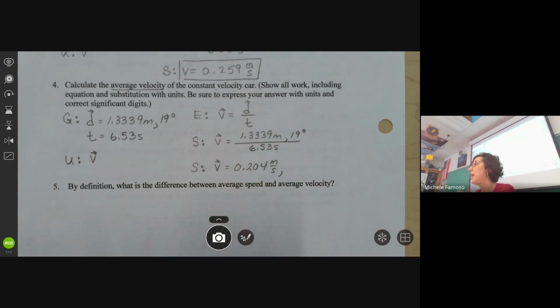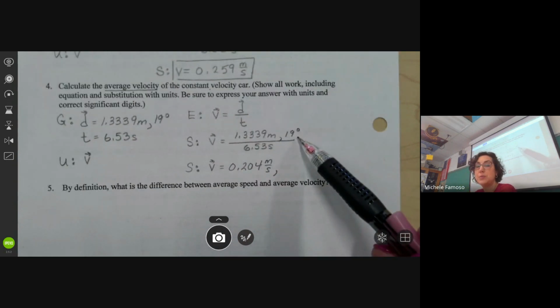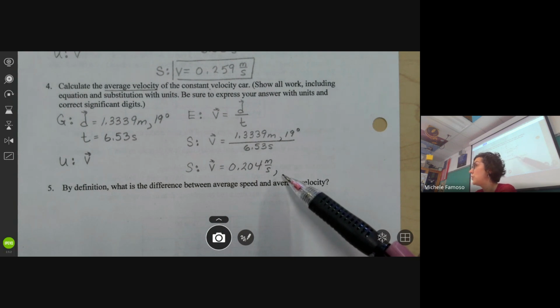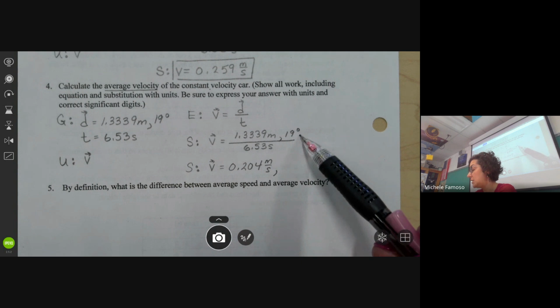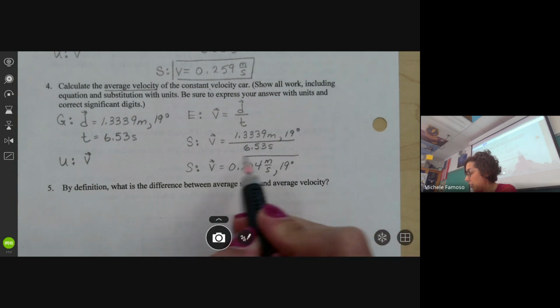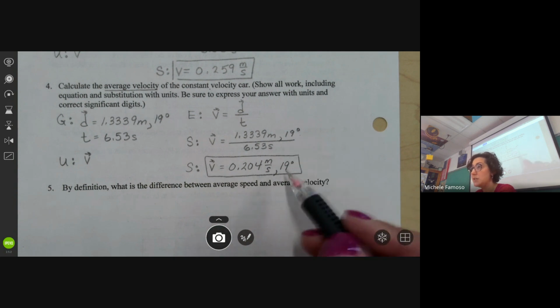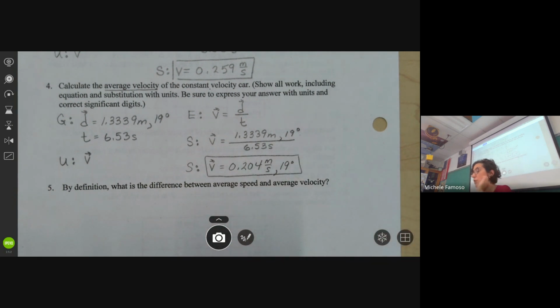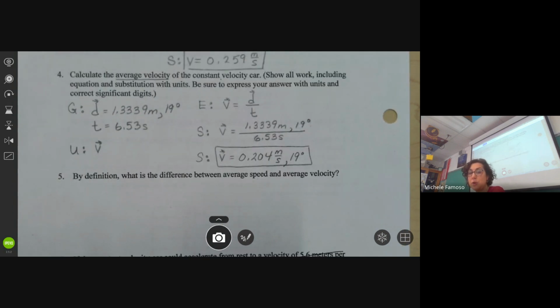But then you have to include a direction with velocity, because what type of measurement is velocity? It's a vector. Now, the direction of your displacement is what determines the direction of your velocity. So since the displacement was at 19 degrees, the velocity is also at 19 degrees for me. Whatever yours is, you just be consistent. The direction of the displacement determines the direction of the velocity. So once you've got yours calculated out, check with your partners, make sure you agree on what the answer should be, and then we'll talk about question 5.